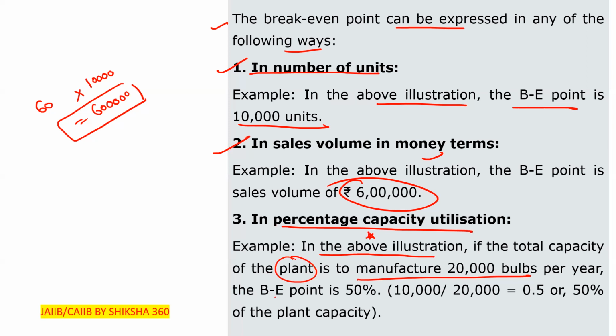per year, the break-even point in this case has to be 50%, because of how much they are manufacturing here. The break-even point is 10,000. So 10,000 upon 20,000 is 0.5, or 50% of the plant capacity. So capacity utilization on the basis of percentage is 50% of the plant capacity.